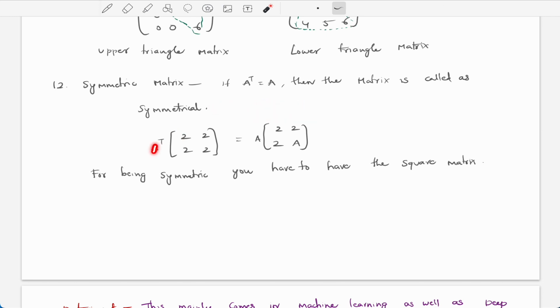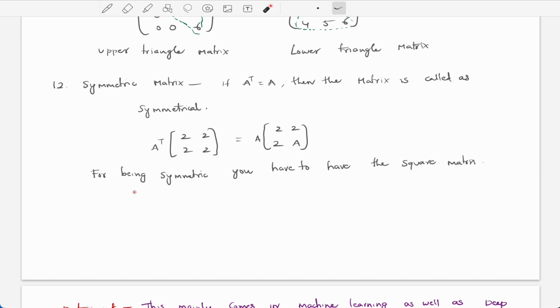Like we have a 2 2 2 2 matrix. If we apply the A transpose, it just flips, the 2 will come here and the 2 will come here. So what is the answer? The same answer. If it comes like this, then it is called a symmetric matrix.